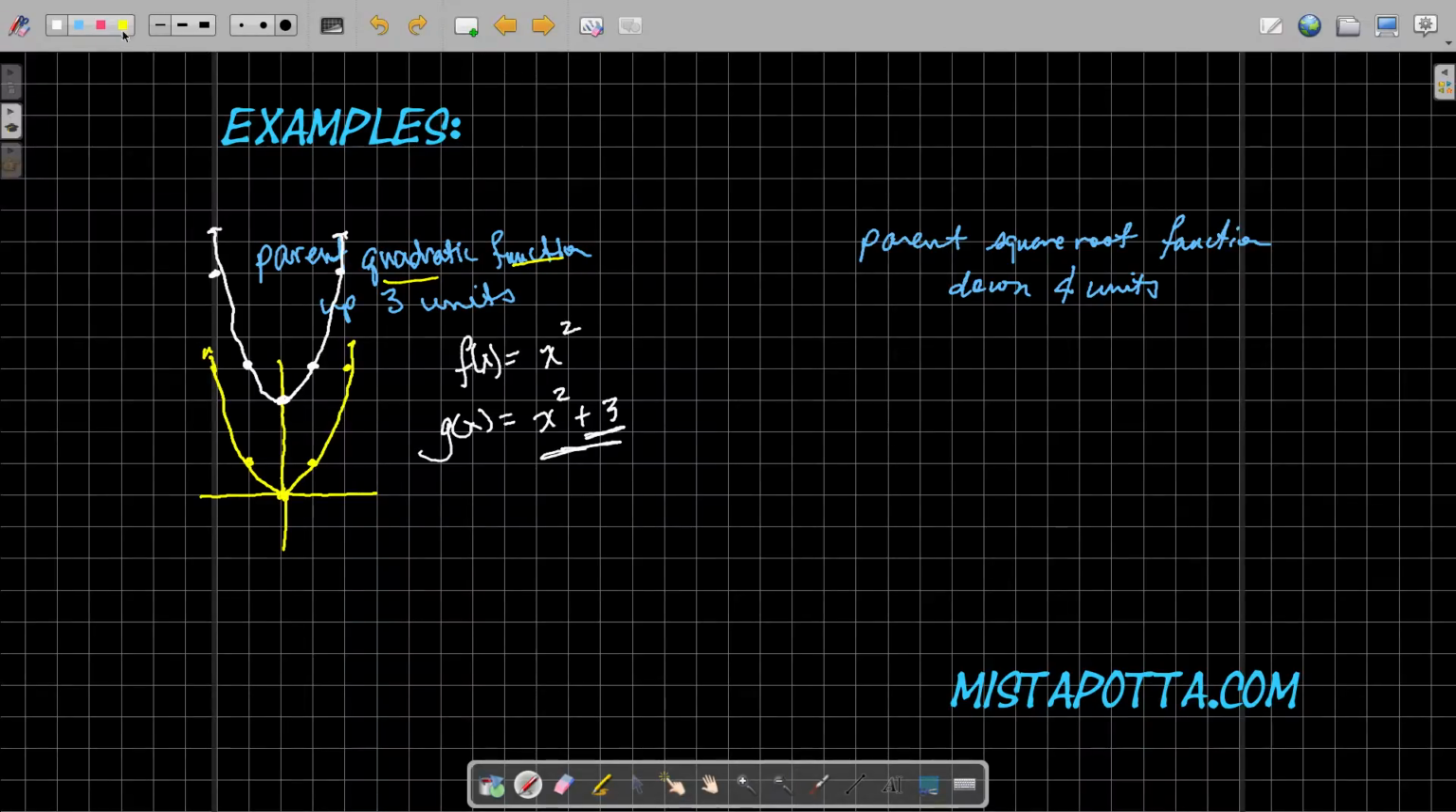So let's do one more example of this. I want to take the parent square root function and move it down 4 units. So if f of x is equal to the square root of x, then g of x has to take that exact same function, whatever f of x is, and subtract 4. Because that's going to take each one of these square root values and move it down 4 units.